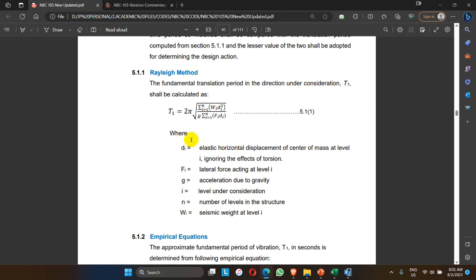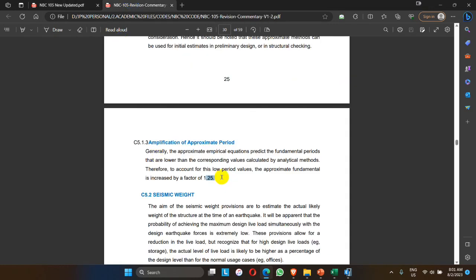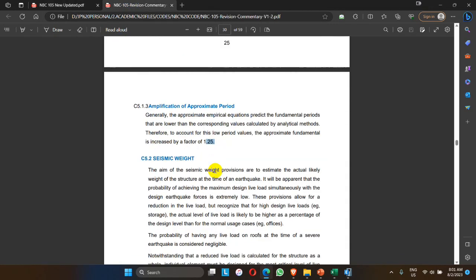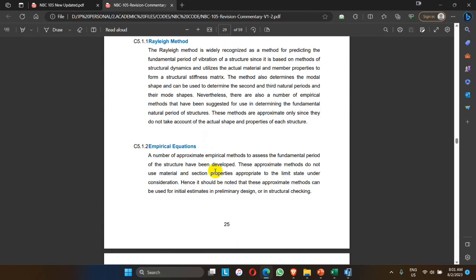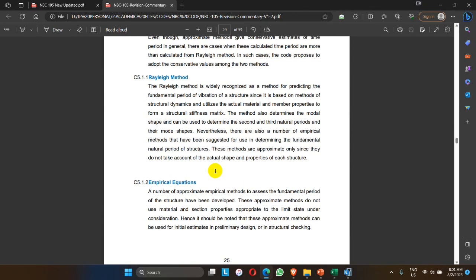As we can see clearly in the formula, the Rayleigh method depends on the dynamic properties of the structure, and it is widely recognized as a method of predicting the fundamental period of vibration of the structure. This method also determines the modal shape and can be used to determine the second and third natural periods as well as the mode shapes.